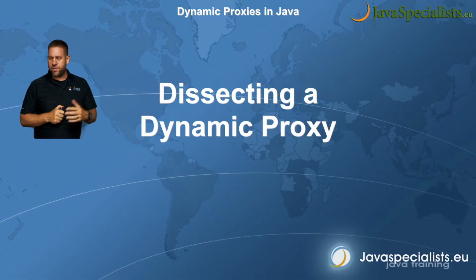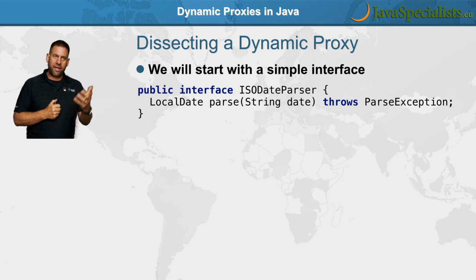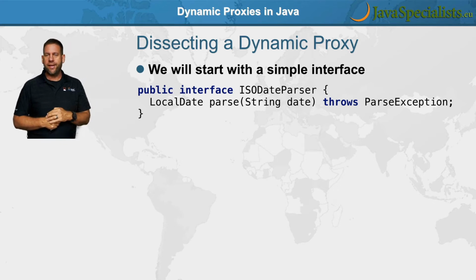In order to see how this works, it helps to create a dynamic proxy and look at the generated code. We can do that by taking another interface, ISODateParser. What this ISODateParser does is take a string and return a LocalDate, from the Java time API, and that throws ParseException. So if it can't parse it, it throws a ParseException. And that's a checked exception.